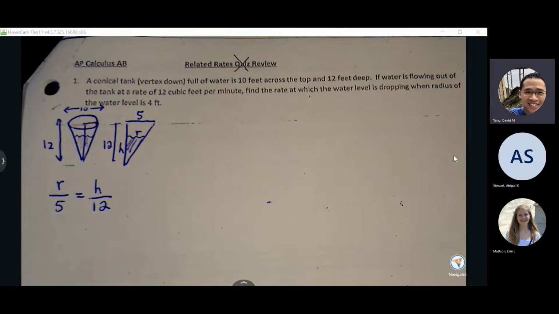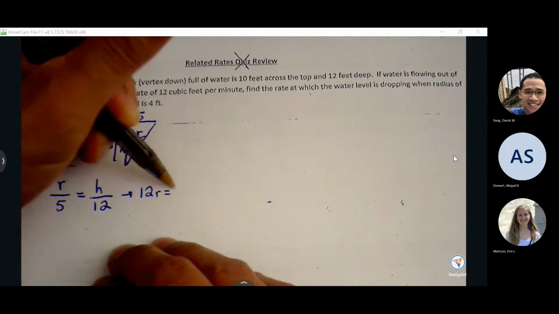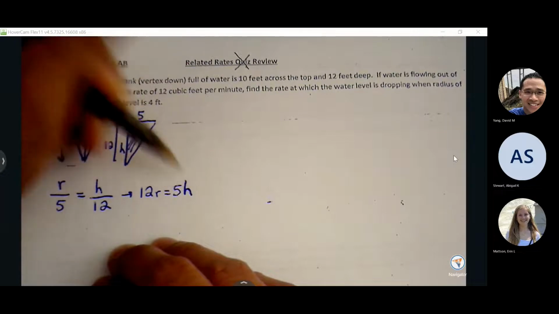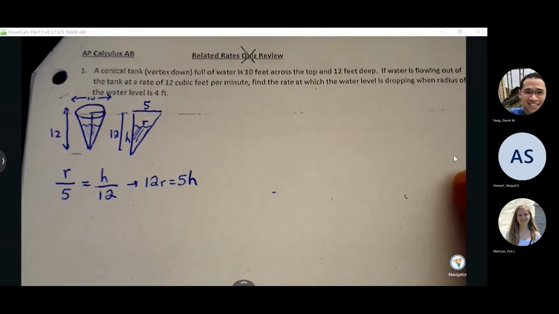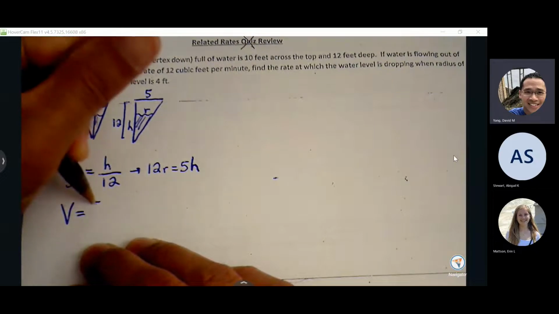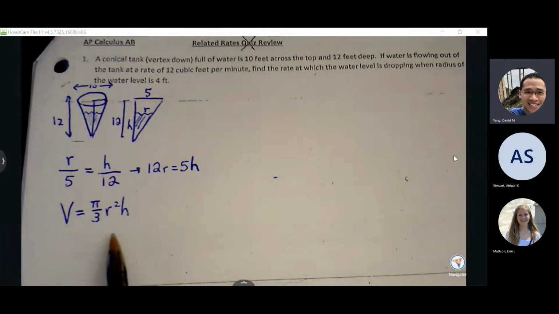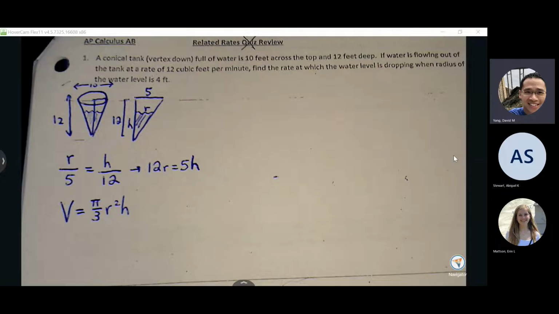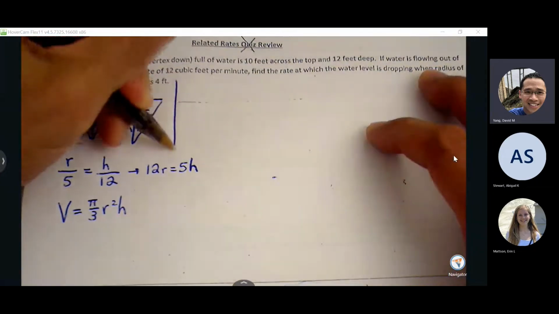Okay, cross multiply here. Okay, this is going to prove to be very helpful for us. 12r equals 5h. And the volume formula that we're going to be working with is pi over 3 r squared h. Okay, so we want to try to get that right side in terms of just r or just h. But right now we still don't know which one to replace. Okay, but we're going to try to get that information from the problem.